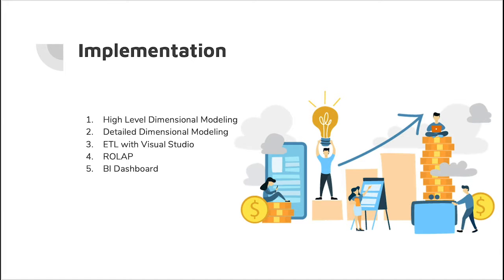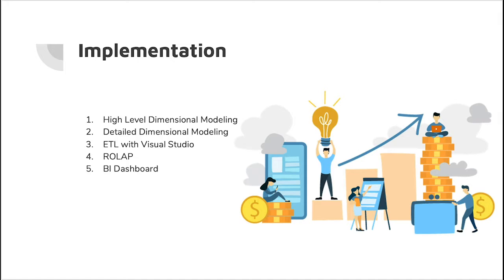Continue to the implementation. There are 5 parts for our final project. First one, high-level dimensional modeling. This is used to create business metrics and star schema. The next one is detailed dimensional modeling. This is used to define each of the dimensions and facts table, which can help us to generate the SQL code. Then our group used ETL with Visual Studio to show the architecture of our data warehouse.